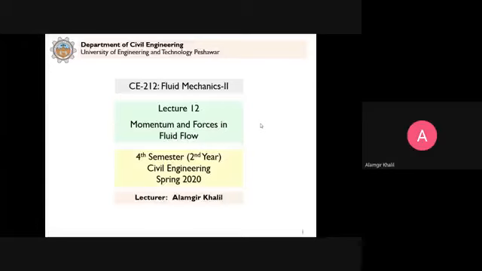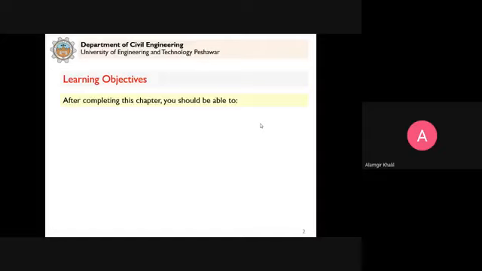We will start a new chapter, that is momentum and forces in fluid flow. This is a very important chapter because here we will develop the momentum equation and then how we can calculate the forces in fluid flow, so we can then study turbines and pumps.